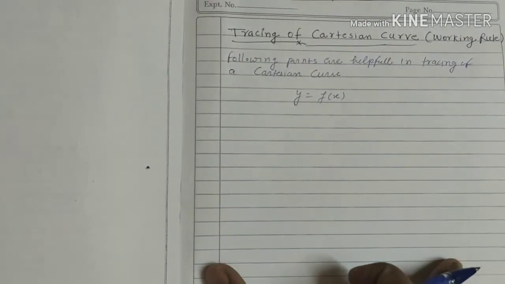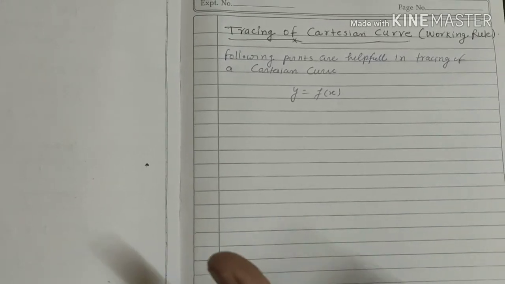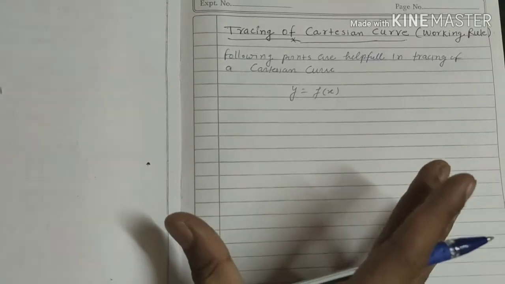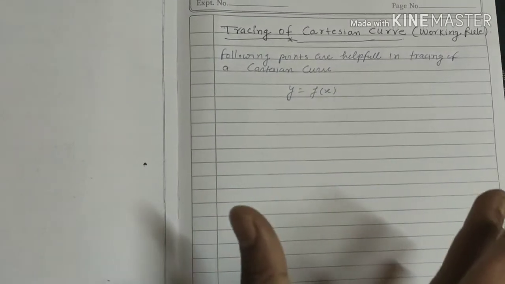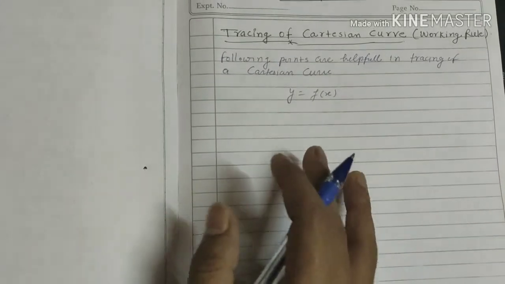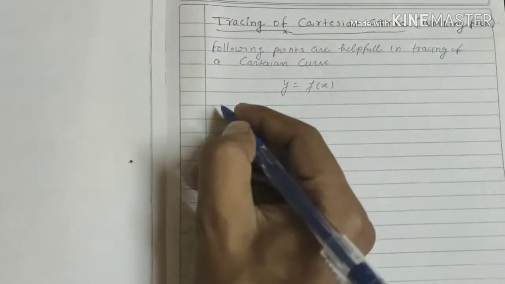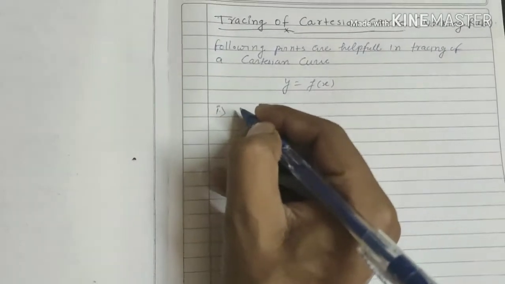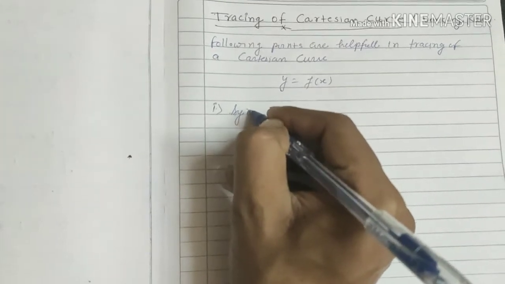There are 6 steps we have to do in every examination where such questions are given, and according to these steps we have to solve the questions. So now we start the steps. The first property is symmetry. We have to start with symmetry and see the symmetry of a curve.